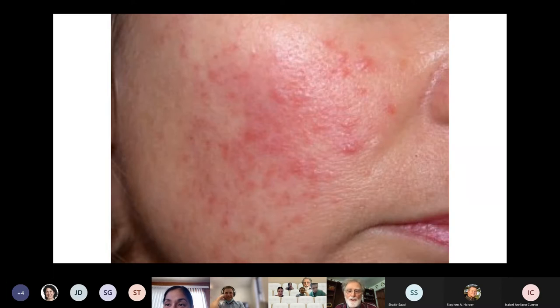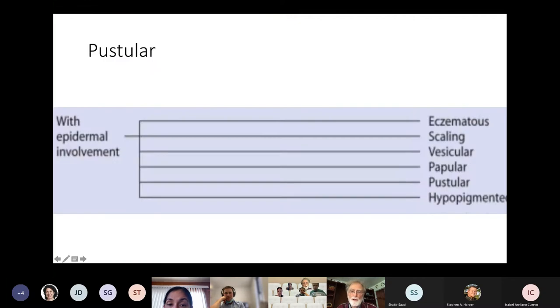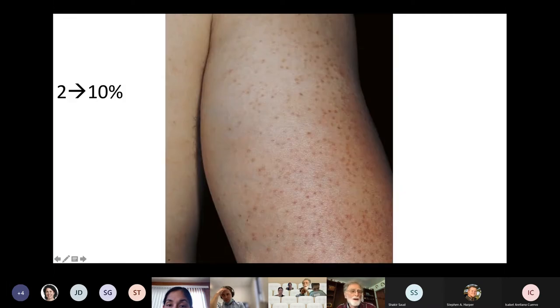What I'm trying to trick you here is to realize that the dominant morphology here is pustular. So this is rosacea, and we're dealing with another epidermal change, pustular.